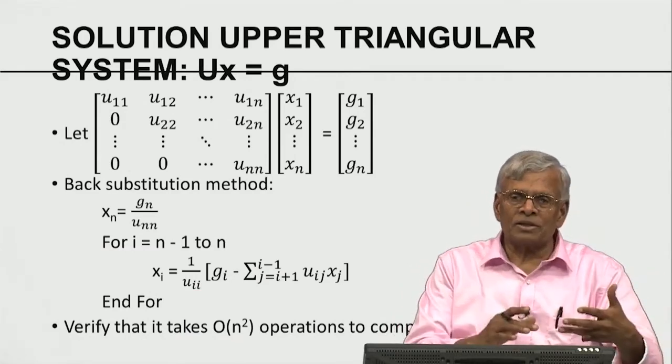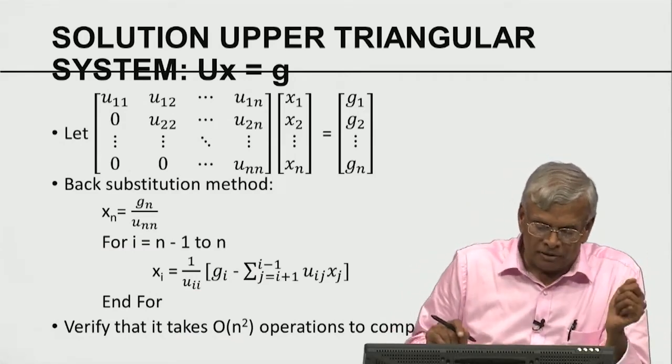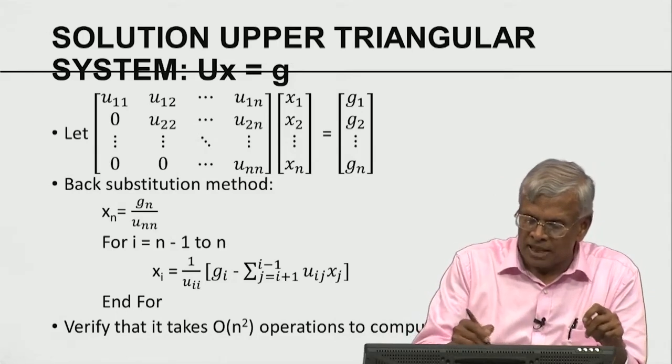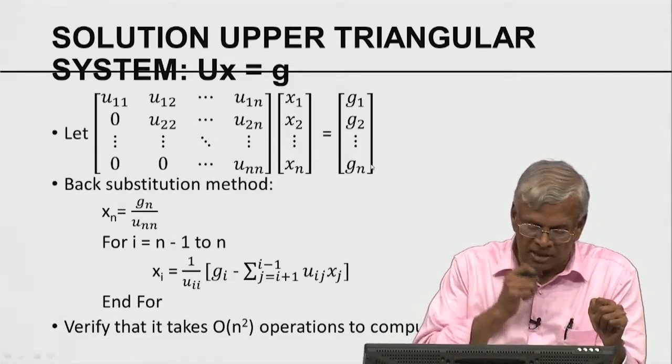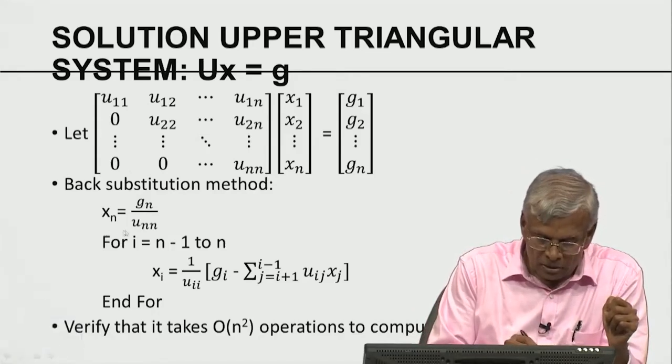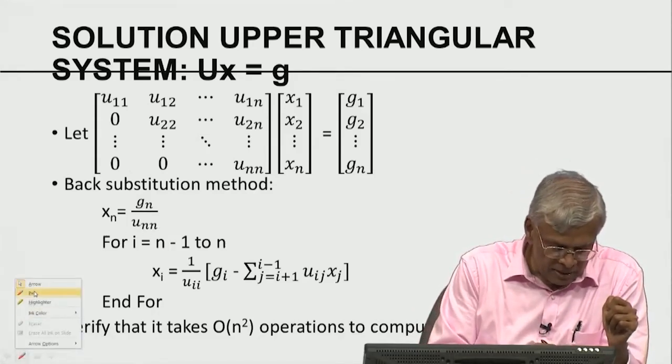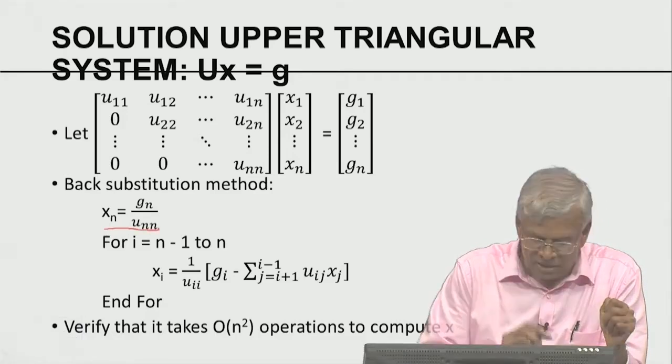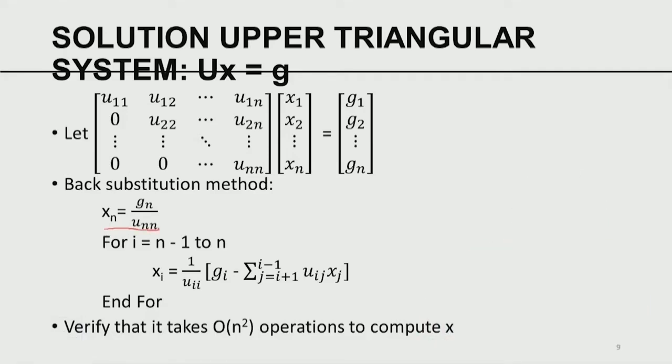For the sake of completeness, I am also giving you an algorithm for upper triangular system. This is a typical upper triangular system. We computed G from the previous steps, so I can recover xn first. I can compute xn first, so xn is given by this. Then xn minus 1 down to 1, I'm sorry, this must be 1, that's a typo. So I could recover all the xi's by using what's called back substitution. This method is called back substitution.